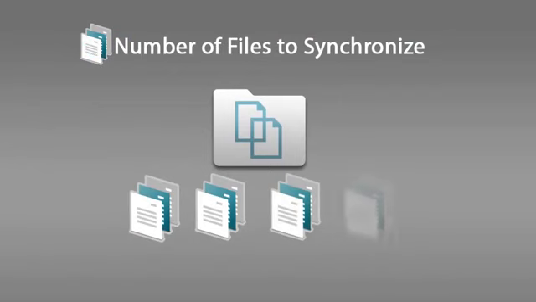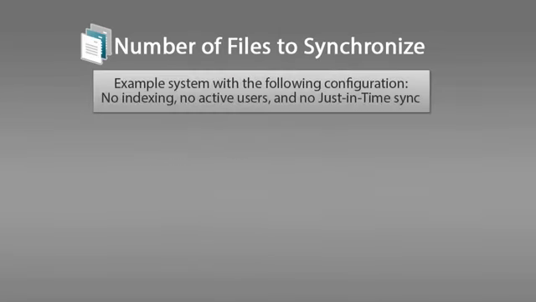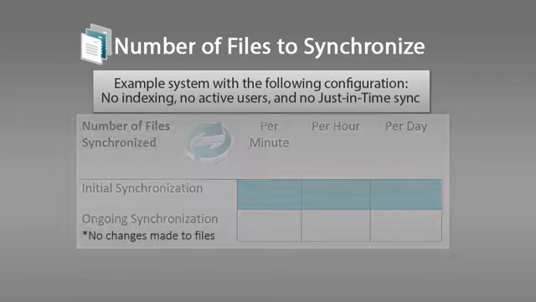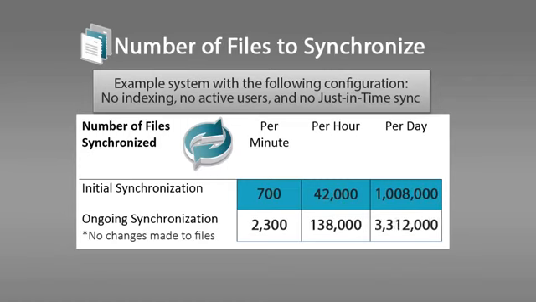The number of files on a given net folder, for which you perform a full synchronization, affects system performance. If you are doing a full synchronization on a given net folder, you should understand the amount of time it will take to complete the synchronization. For example, on a Filr test system at Novell, with no indexing, no active users, and no just-in-time synchronization, Filr was able to synchronize files to a net folder at the following rate. For the initial synchronization, Filr synchronized 700 files per minute, 42,000 files per hour, and 1,008,000 files per day. For each ongoing synchronization, when no changes were made to files, Filr synchronized 2,300 files per minute, 138,000 files per hour, and 3,312,000 files per day.